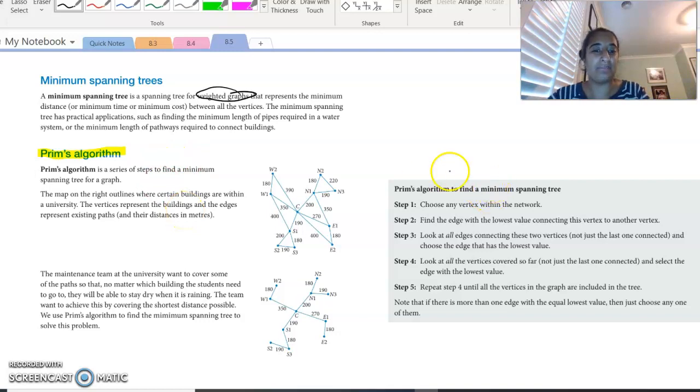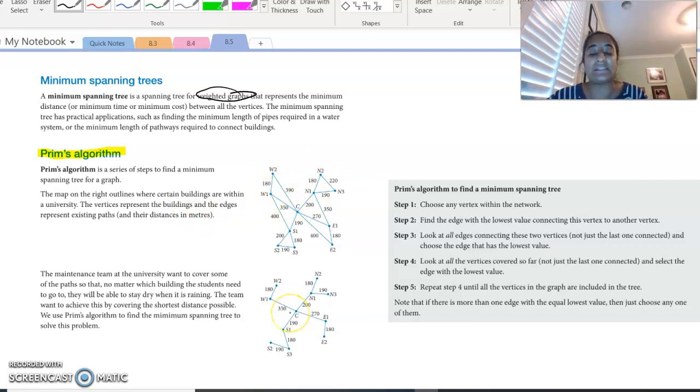Okay, so it's like a bunch of steps, which is shown on the right over here. So what I have as an example of this is the map on the right outlines where certain buildings are within a university. So the vertices represent the buildings and the edges represent the paths, and the numbers on each edge represent the distance in meters.